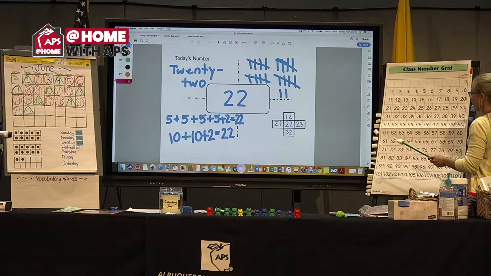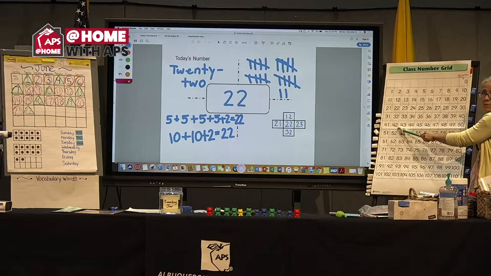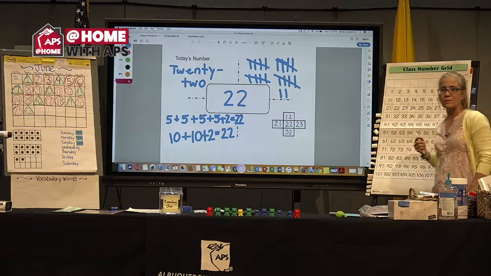Let's pick another one. Let's try 42 and count by ones. 42, 43, 44, 45, 46, 47, 48, 49, 50, 51, 52. Nice counting. I think that's all the counting that we'll do today.